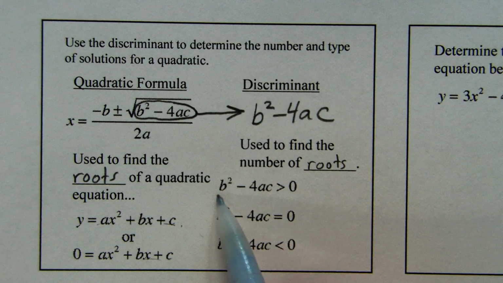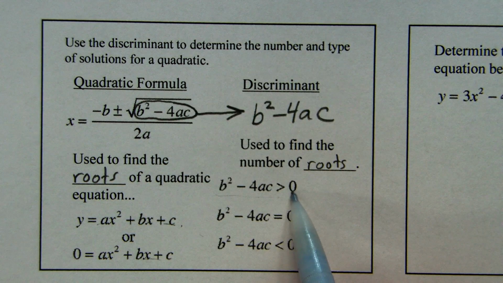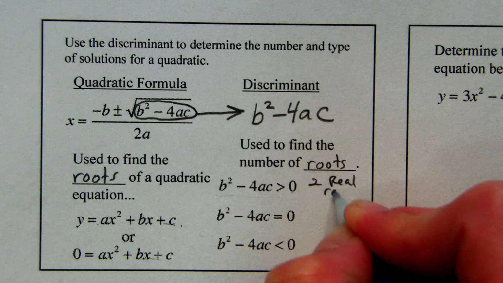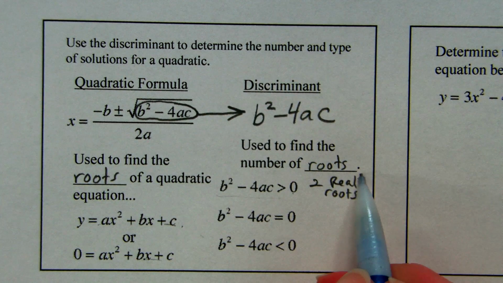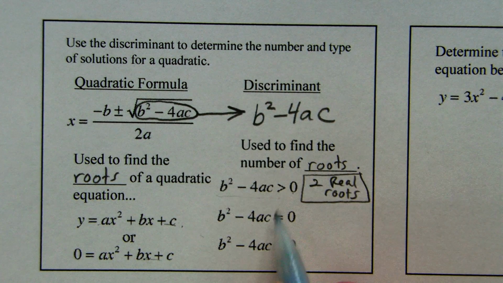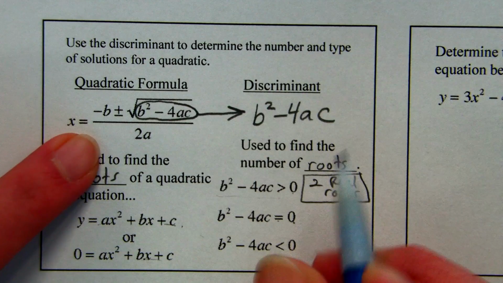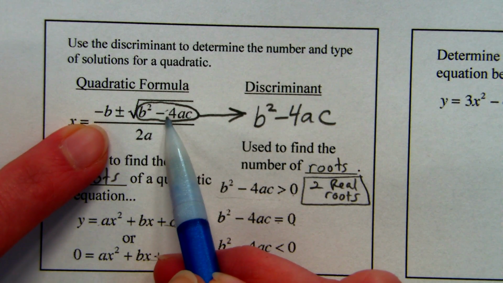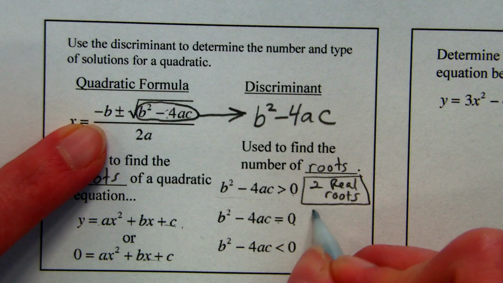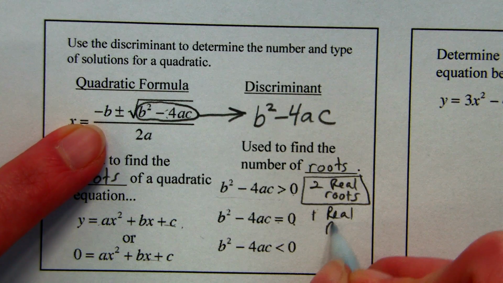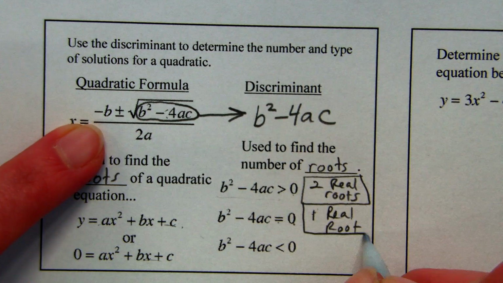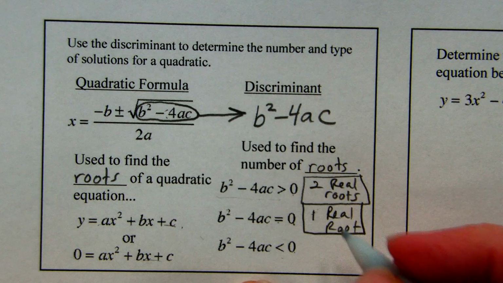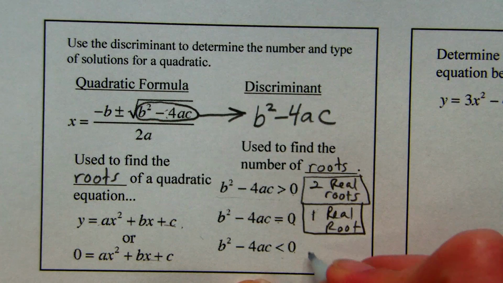So if that number under the radical comes out greater than 0, that's positive, you will have 2 real roots or solutions or zeros, whatever you want to call them. If it comes out equal to 0, if you think about that, that means you'd be adding 0 and then subtracting 0, which is going to give you the exact same answer. So that would be 1 real root. And then if it comes out less than 0, which means it's negative, there's no real roots, but there are 2 imaginary roots.